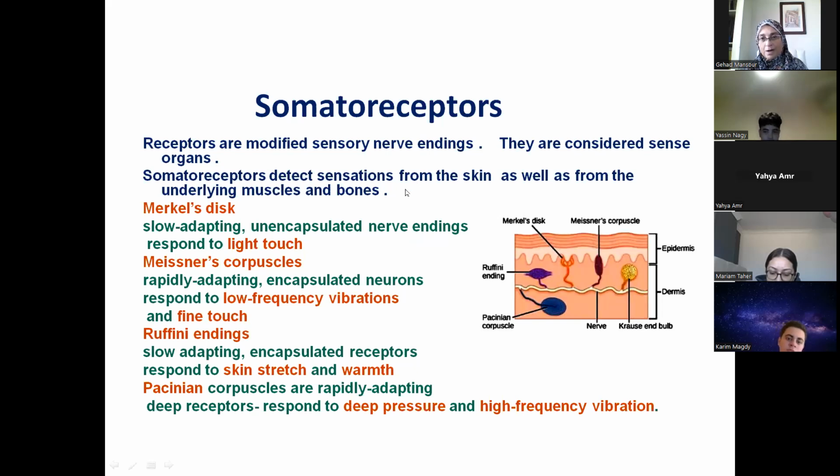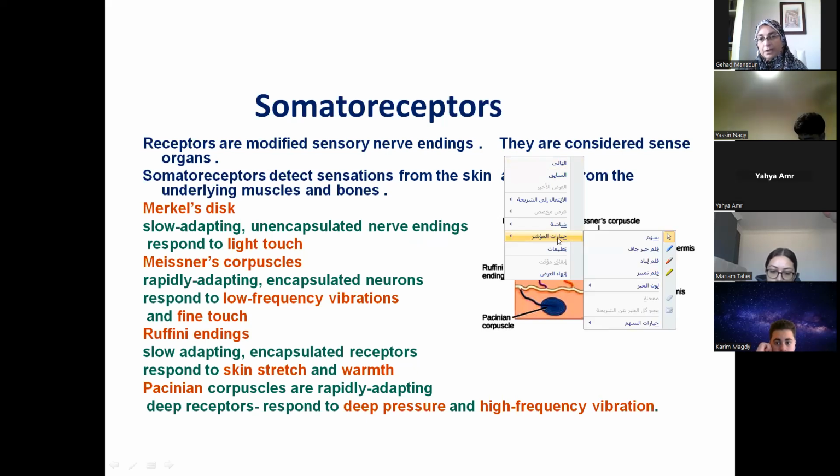النهاردة إن شاء الله هنتكلم على receptors وعلى skin functions وعلى some of the diseases of the skin. First of all, we'll be talking about somatoreceptors. We have to define first in detail what a receptor is، لأنه دلوقتي it's important to know what a receptor is وكمان what are somatoreceptors in particular.